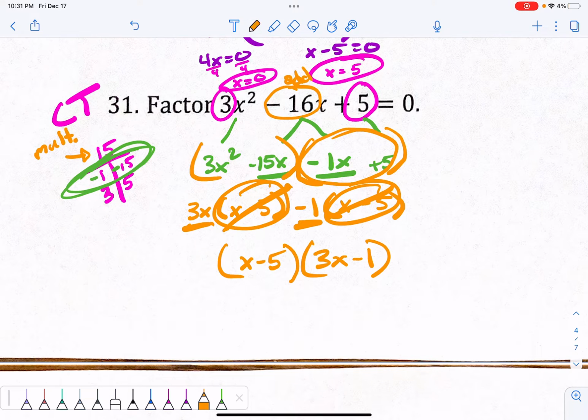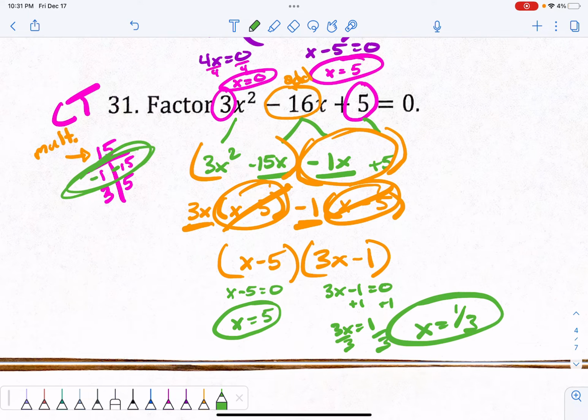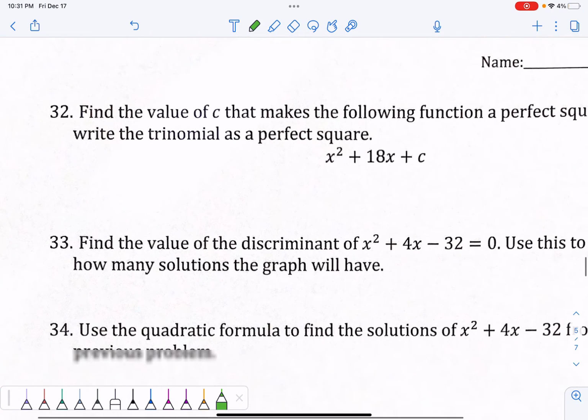And then I set those two equal to 0. So x minus 5 equals 0. That means x equals positive 5. And 3x minus 1 equals 0. I add the 1 over. So 3x equals 1 and divide by 3. So x is 1/3. And again, those are the two places where they are crossing. Okay. Moving on, let's go down to 32.